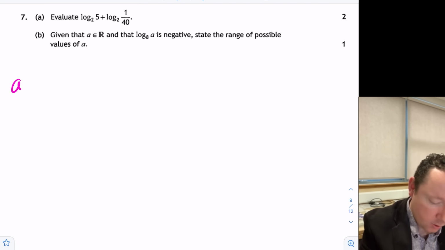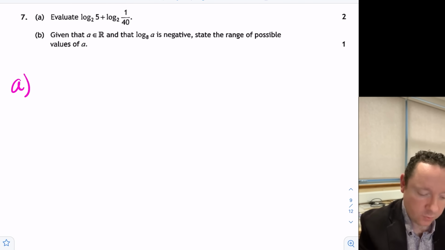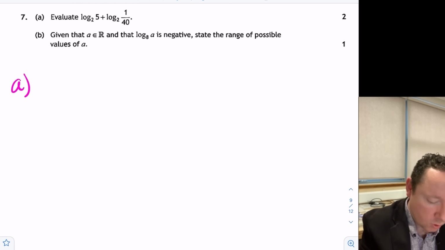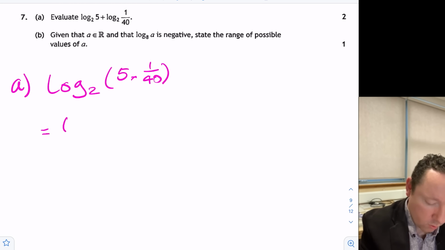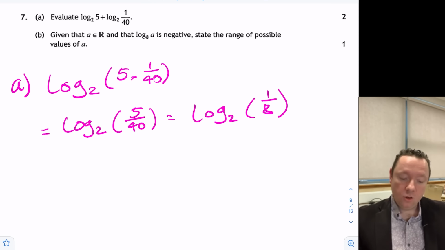So part A, rules of logs again. Same base with a plus means I can times these two together. So that becomes log base 2 of 5 times 1 over 40. So that is log base 2 of 5/40, which is log base 2 of 1/8, because you can divide by 5. Imagine it as 2 to the power of something as 1/8.